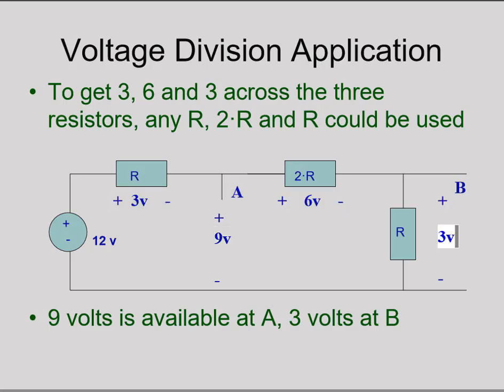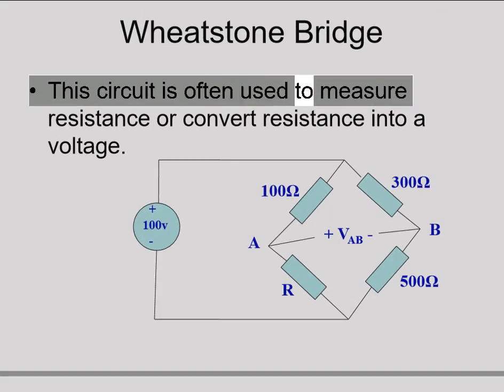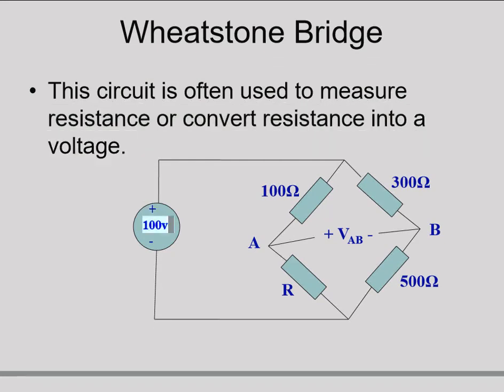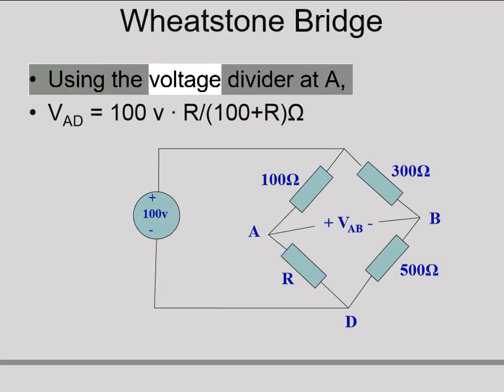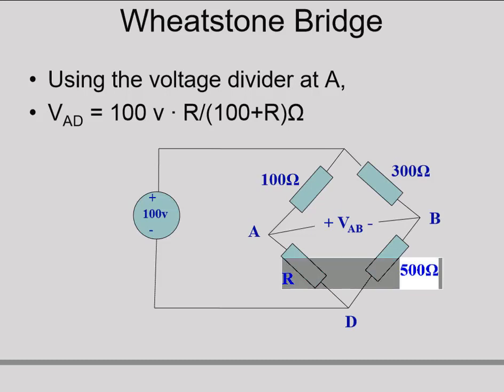Wheatstone bridge. This circuit is often used to measure resistance or convert resistance into a voltage. Using the voltage divider at A, VAD equals 100 R/(100 plus R) volts.